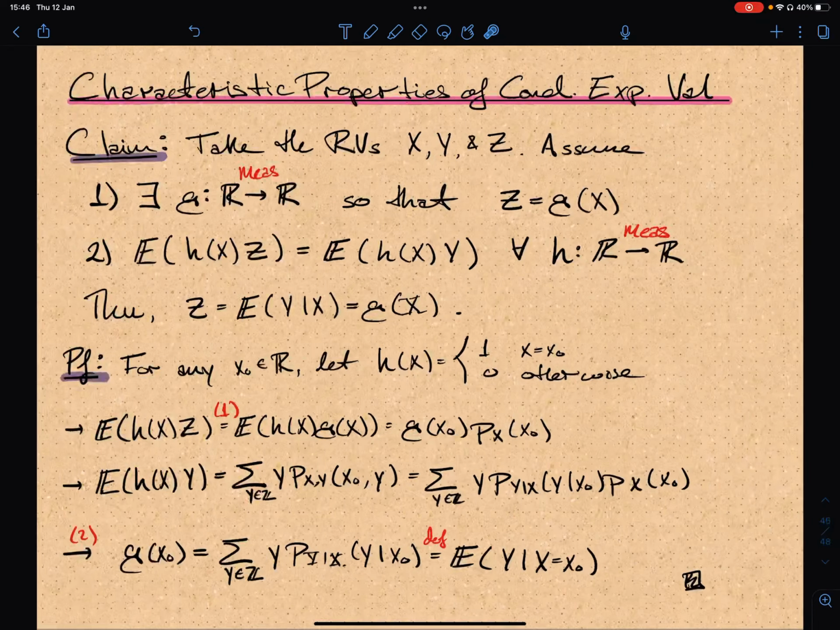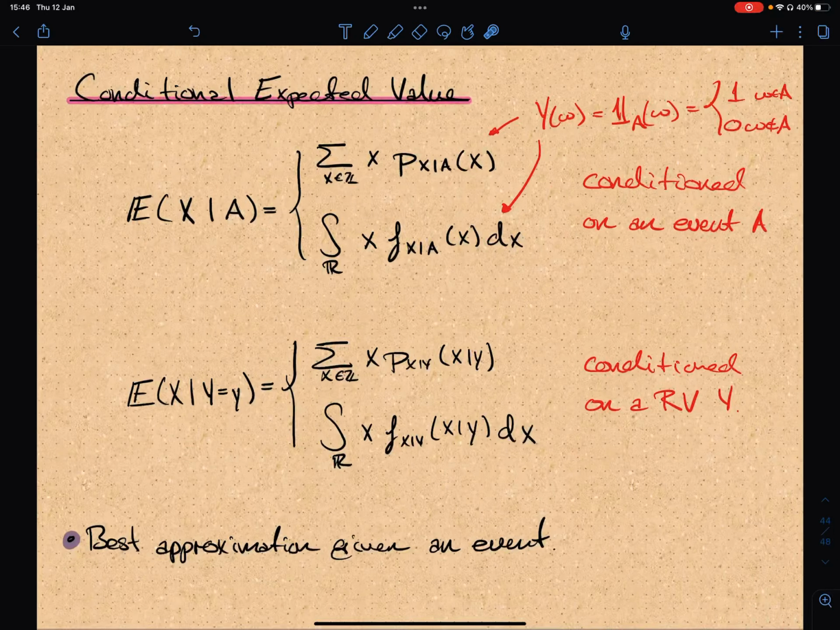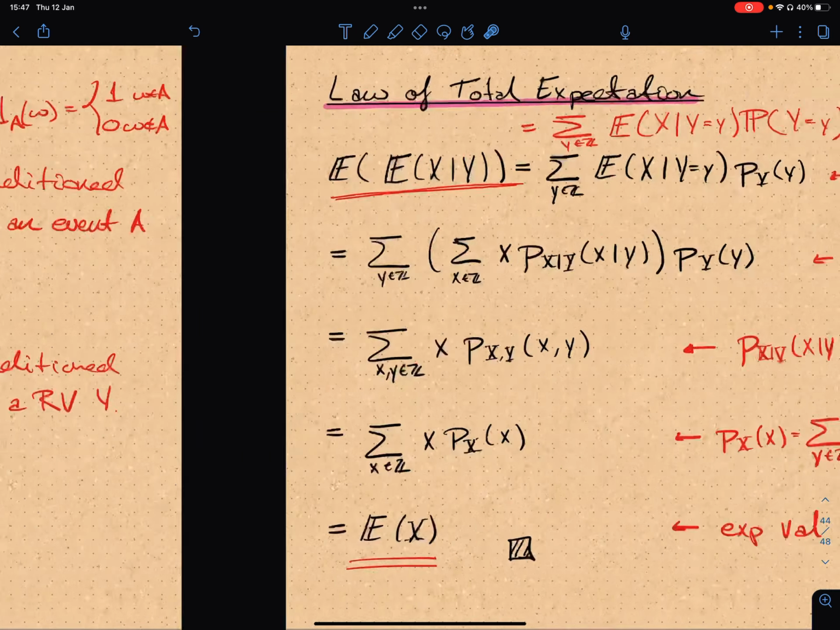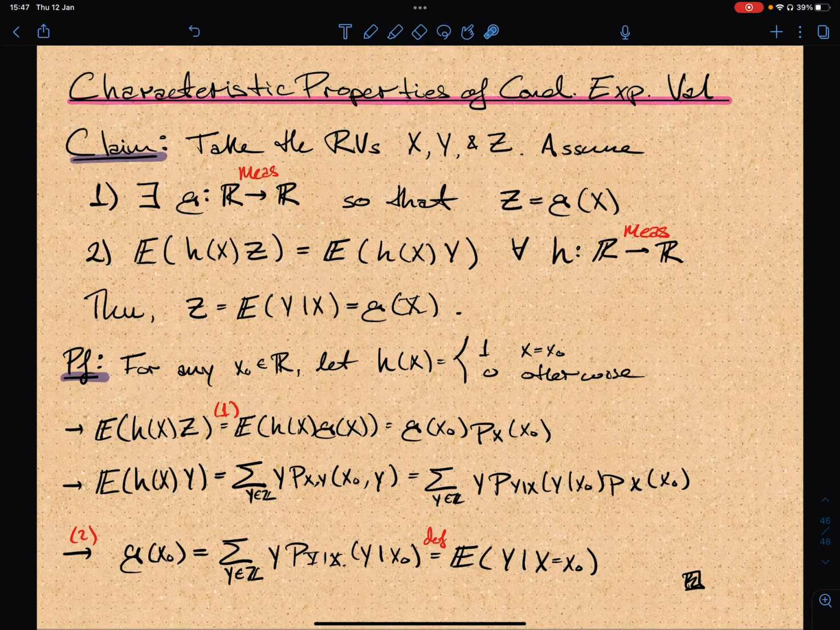So now let me go to a characteristic property of conditional expected value. I've given you a constructive definition of conditional expected value using the conditional probability function. So this formula is constructive. Once I give you the conditional probability, you can just plug in this formula and compute it. But alternatively, you can characterize this conditional expected value by these two properties that we have here. So let me just go through it.